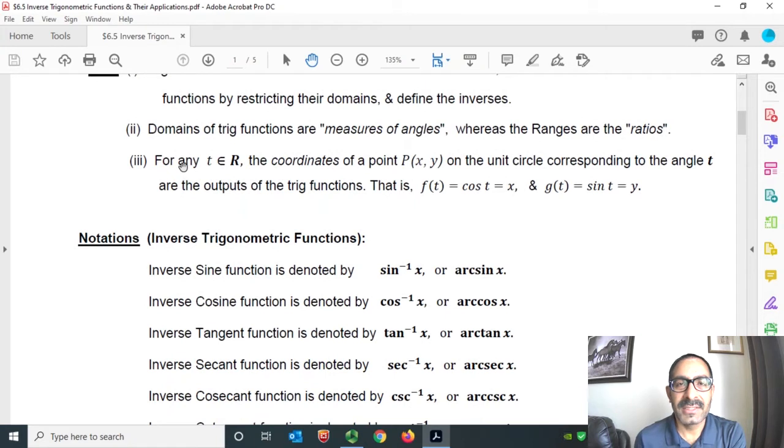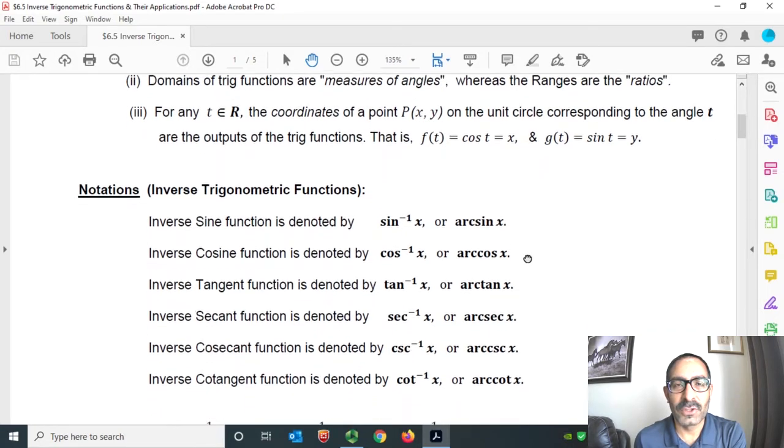For any real number t, the coordinates of a point, x and y, on the unit circle corresponding to the angle t are the outputs of the trig functions. So we have x equals cosine t and y equals sine of t.